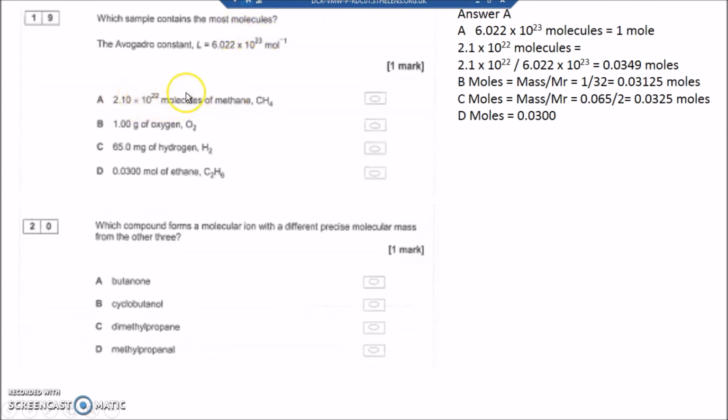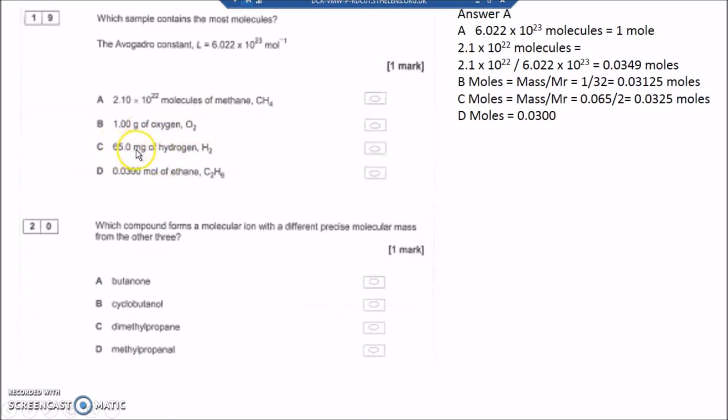So let's work out the fraction of a mole that I've got. I'll take the smaller number, 2.1 times 10 to the power of 22, divide by the larger number, and I'll work out the fraction of a mole that I've got. I've got 0.0349 moles in A. 1 gram of oxygen, well, O2 has got 2 O atoms, each with a mass of 16, so it's got an MR of 32. I've got 1 gram of it, so moles is mass divided by MR, 1 divided by 32, I've got 0.03125 moles of gas in B.